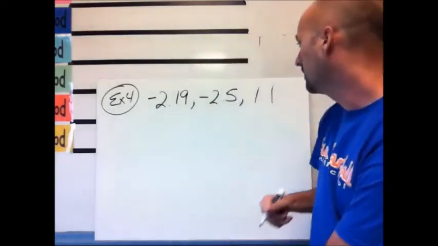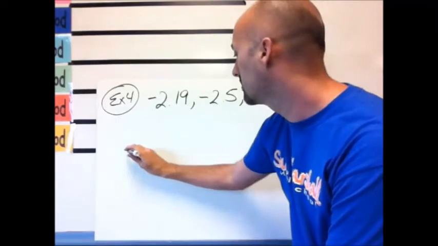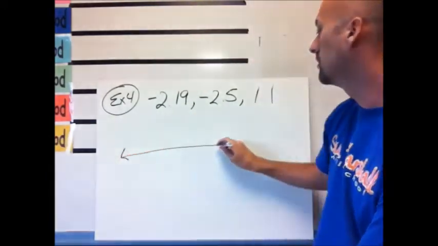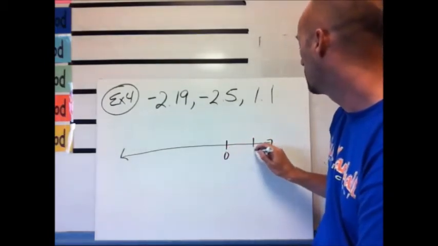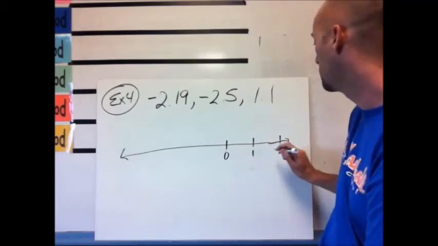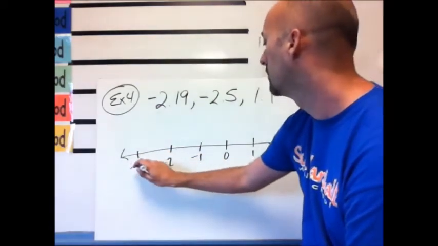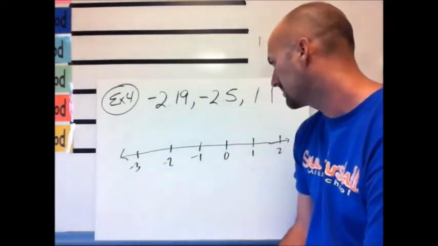All right? Same situation here. We do have one positive number, so that does tell me one thing, because these two numbers here will be to the left of 0. This one's going to be to the right of 0. So I'm going to put 0, 1, take this out just a little bit further, put 2 here, negative 1, negative 2, negative 3. So let's start with negative 2 and 1900ths.